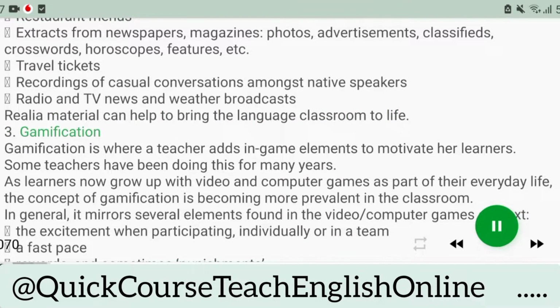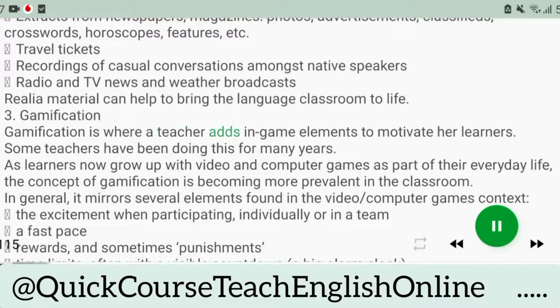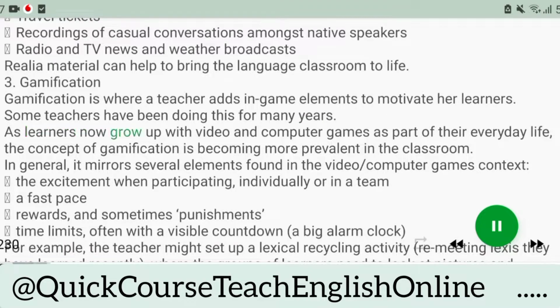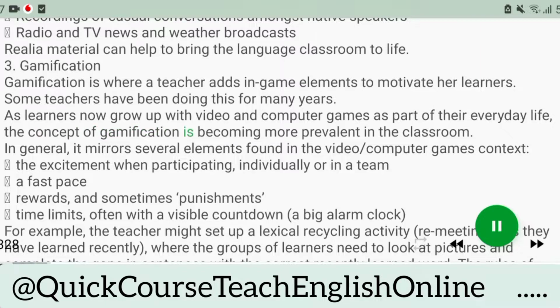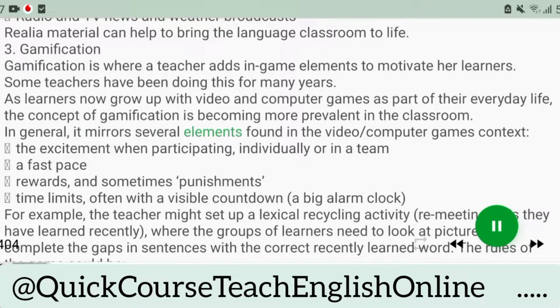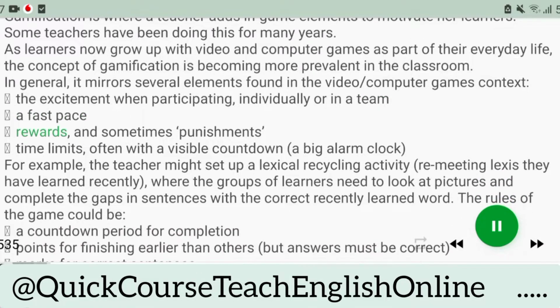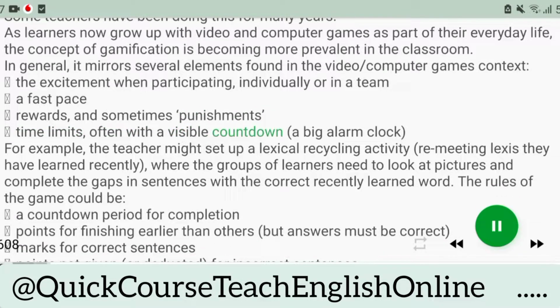3. Gamification. Gamification is where a teacher adds in-game elements to motivate her learners. Some teachers have been doing this for many years. As learners now grow up with video and computer games as part of their everyday life, the concept of gamification is becoming more prevalent in the classroom. In general, it mirrors several elements found in the video computer games context. The excitement when participating, individually or in a team. A fast pace. Rewards, and sometimes, punishments. Time limits, often with a visible countdown, a big alarm clock.